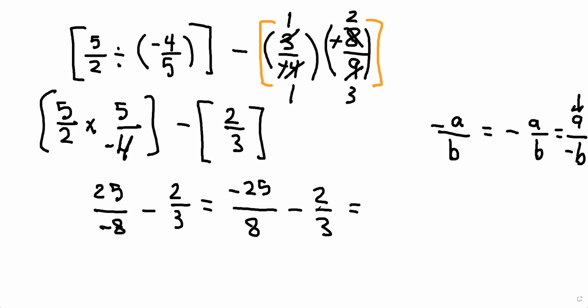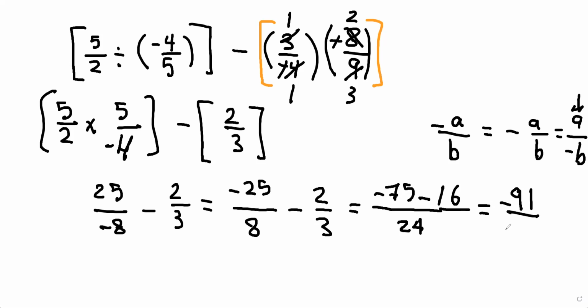So now, if we want to finish this, the common denominator here is going to be 24. 24 divided by 8 is 3. 3 times negative 25 is negative 75. Minus 24 divided by 3 is 8. 8 times 2 is 16. Equals, so negative 75 minus 16 will give you negative 91/24. And you cannot reduce this, so that's as far as you could go.